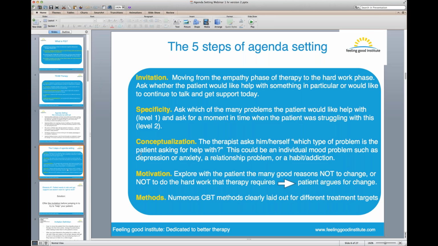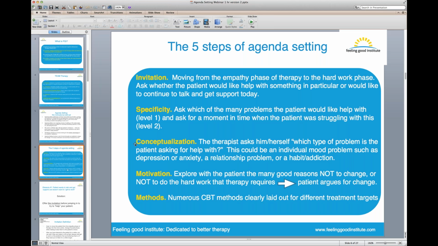The conceptualization step, which I will only touch on today, is where the therapist is going to ask themselves, and sometimes we do this in collaboration with the patient, to categorize which kind of problem the patient is looking for help with. The conceptualization step is probably better described as a categorization step. It's where we're just trying to think, which kind of problem does the patient have?